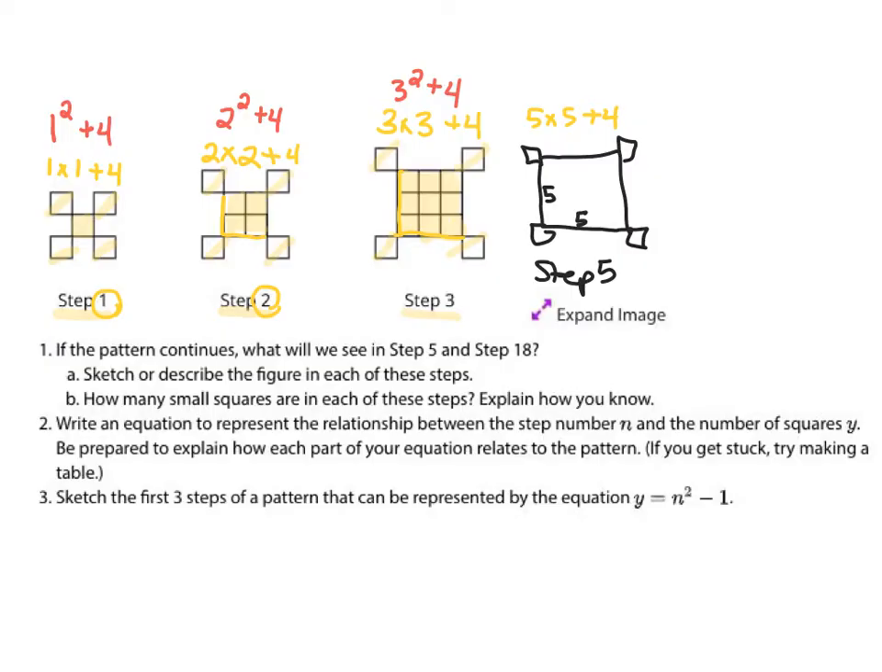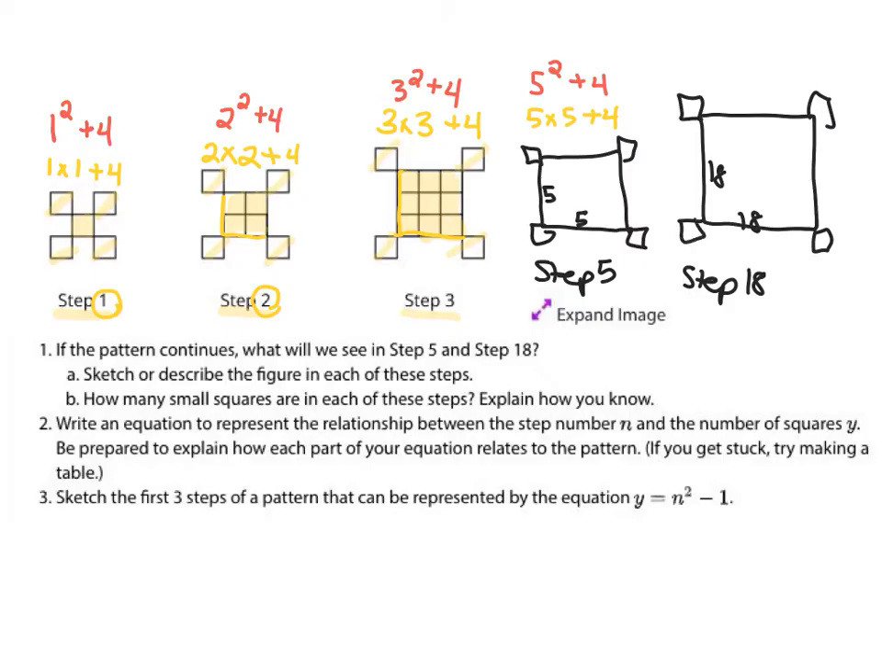PEMDAS tells us that we do exponents first and then we add. And then that step 18 would give us 18 squares along one side, 18 along the other, with those same 4, right? So I would have an 18 by 18 plus 4, that's consistent. That's our constant, which is 18 squared plus 4. Cool. So that would be sketch or describe the figure in each of these steps.